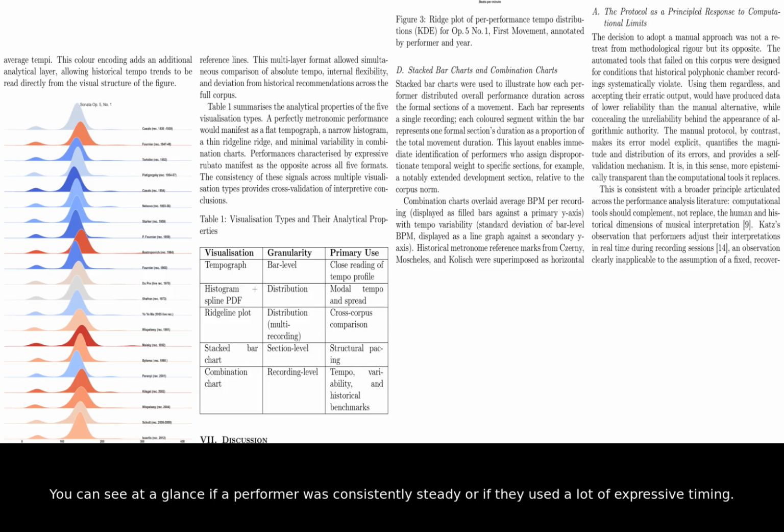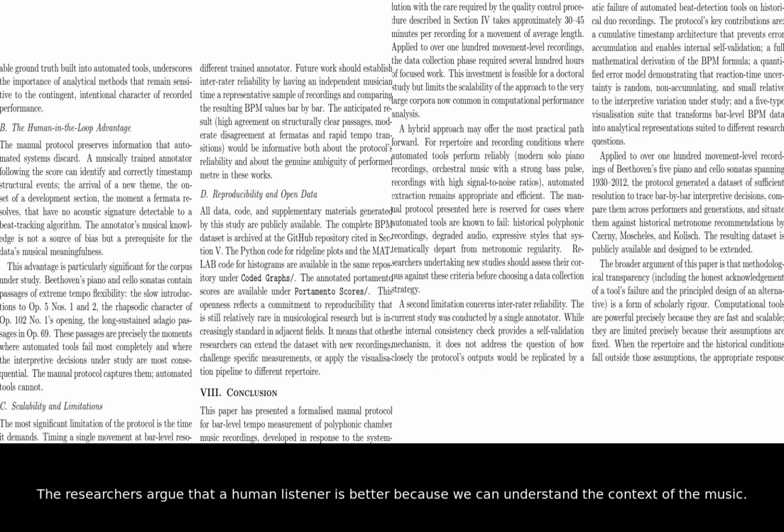The researchers argue that a human listener is better because we can understand the context of the music. Humans can identify when a performer is intentionally slowing down for a theme change or a dramatic pause. Automated systems often see these artistic choices as noise or errors and try to smooth them out or ignore them.